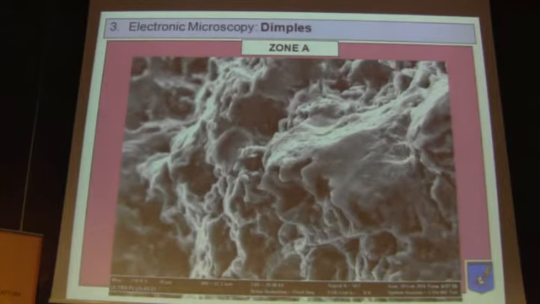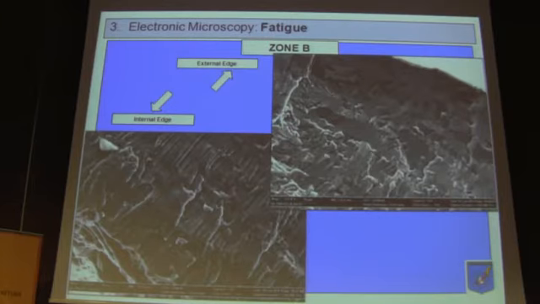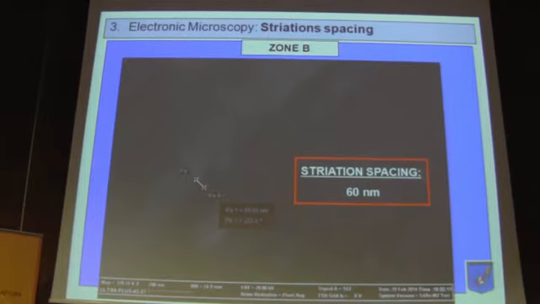And we continue with some observations to confirm what we see with the optical one. We can assume that zone A was characterized by an overload separation. We can see the dimples and microvoids typical of overload separation. And zone B is clearly fatigue, growing from the external edge to the internal one. Also with the electron microscope, we were able to measure the striation spacing between one striation and another in order to understand more or less the type of load that generates fatigue. We find a striation spacing of 60 nanometers, so we assume that it is a quite high cycle fatigue.